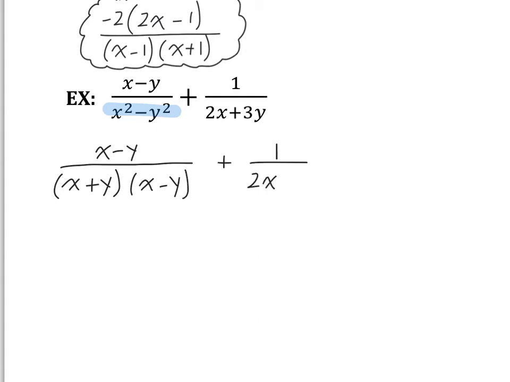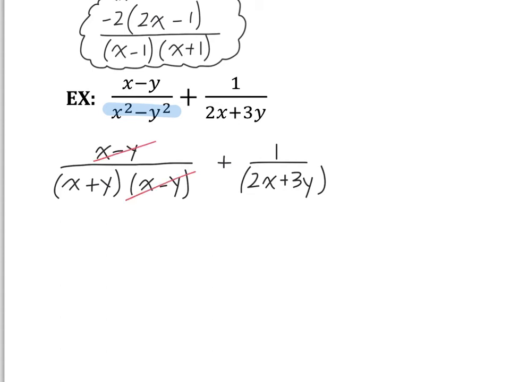Plus 1 over 2x plus 3y. That stays. That's as factored as that gets. So what you should notice is, hey, the numerator and the denominator have an x minus y. Why don't we clean that up first to make our lives a little easier?